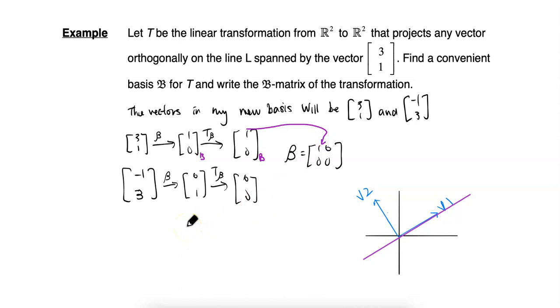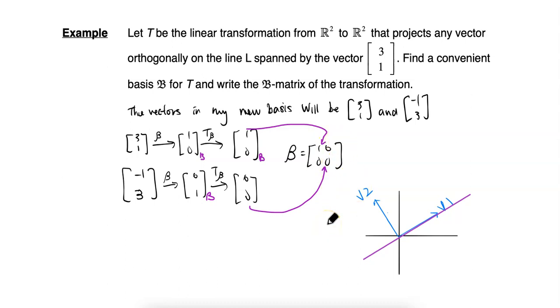What about the second vector in our new basis? It's the vector -1, 3. So this corresponds to the vector 0, 1 in basis B. And when we project vector 0, 1, it becomes vector 0, 0. It's projected perpendicularly, and since it is perpendicular, it becomes 0, 0. So that becomes the second vector in matrix B. So matrix B is super easy. It's 1, 0, 0, 0.